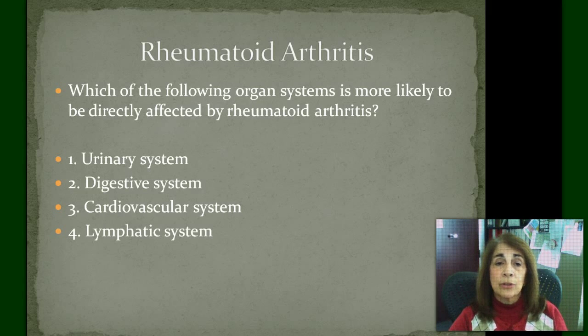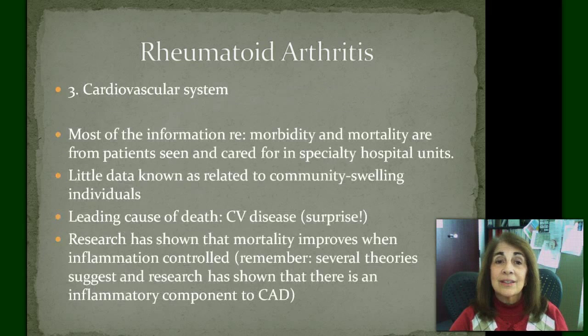The next question: which of the following organ systems is more likely to be directly affected by rheumatoid arthritis? Urinary system, digestive system, cardiovascular system, the lymphatic system. And the answer is 3, cardiovascular system.